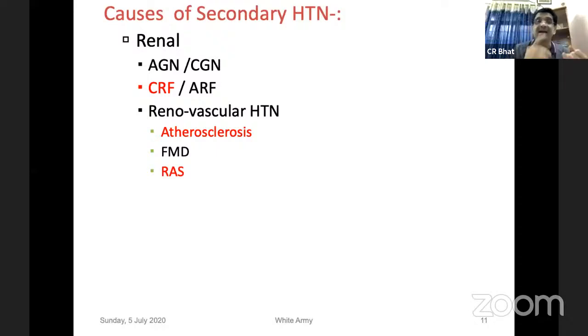Renal parenchymal causes include acute and chronic glomerulonephritis, and acute and chronic renal failure, which can lead to hypertension by various mechanisms. Similarly, in renovascular hypertension, the renal arteries are stenosed or occluded for any reason, like atherosclerosis in advanced age, fibromuscular dysplasia in young females, or vasculitis. They all can trigger the renal mechanism and produce renovascular hypertension.